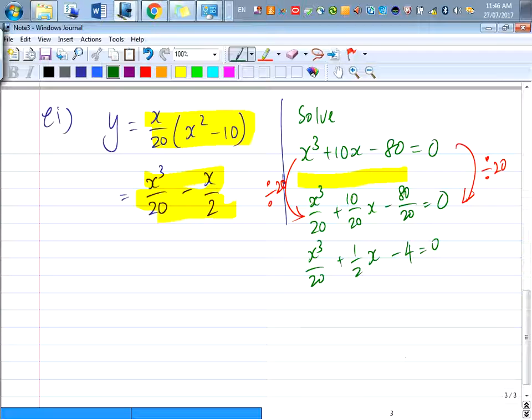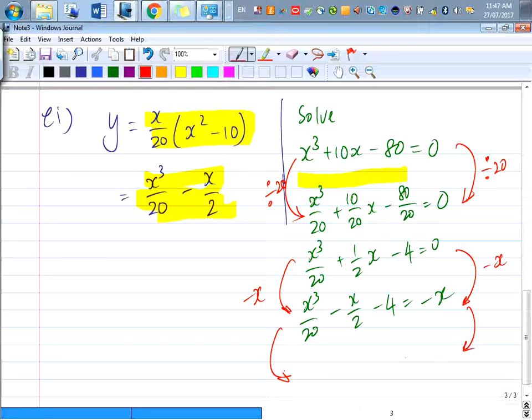Okay, now it is starting to look like what I have on the highlighted portion. What else do I need to do? What else should I do now? Sorry, Karthik? Minus 1x on both sides. Minus x, minus x. So I will end up with x cubed over 20 minus x over 2 minus 4 equals to negative x. Now it's starting to look more like it. What is my final step that I should do? In order to make it like the highlighted part, what should I do on both sides now?